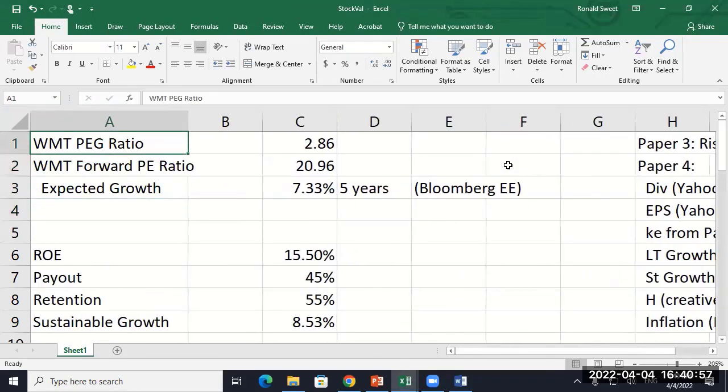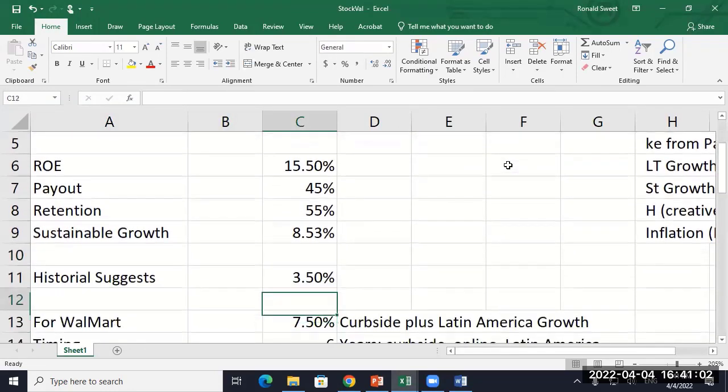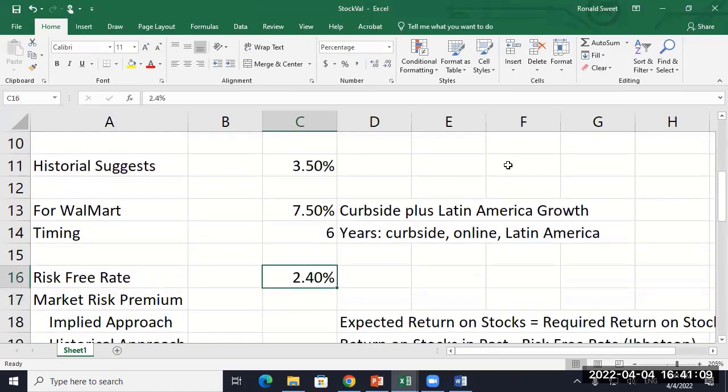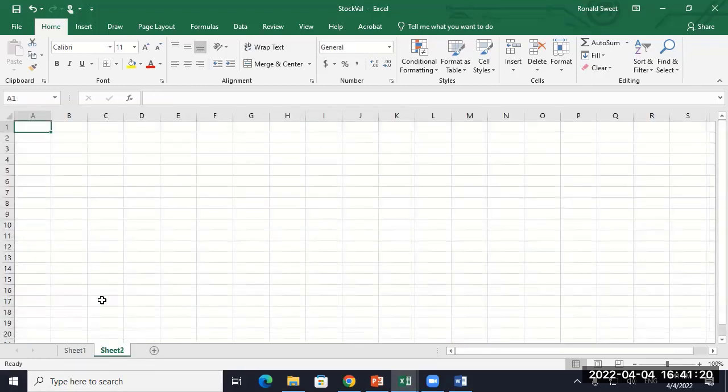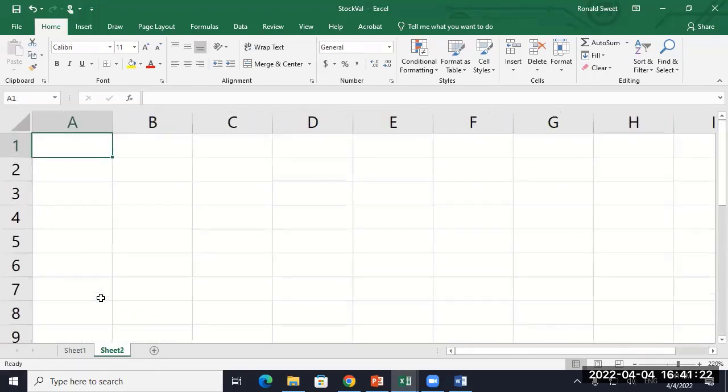So we did the PEG ratio approach for Walmart. We did the sustainable growth approach for Walmart. We looked at the historical growth. And so for Walmart, I came up with 7.5% as their short-term growth. So what I recommend you do, go through all this analysis, but you might do it in a little bit more organized ways. Let's put this in here.